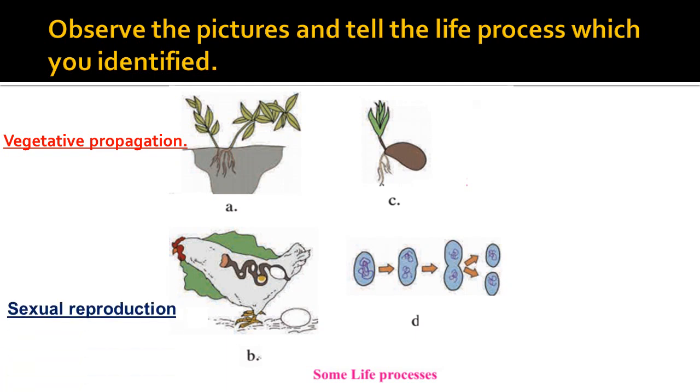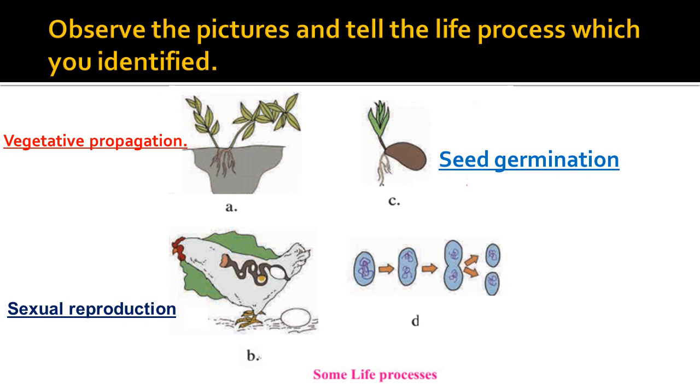And part B is a type of sexual reproduction, which you can observe in the picture. So this is a life process, here it is sexual reproduction. Now in part C, it is seed germination, in which you can observe the upper part, the plumule, will push out from the soil and it becomes the shoot system, and the lower part will get into the soil and become the proper root system. So this is seed germination.